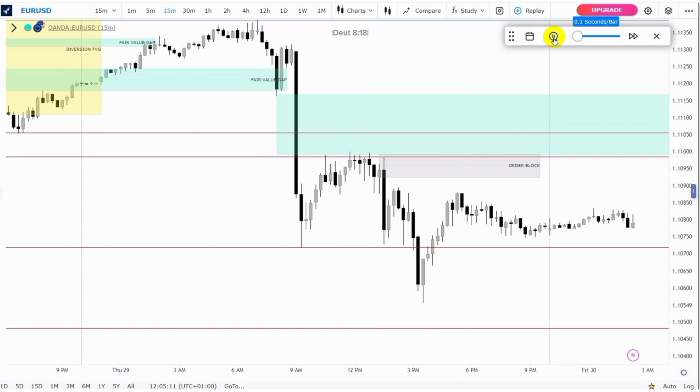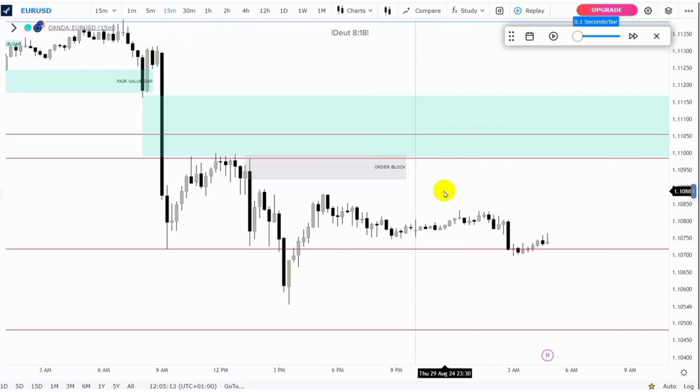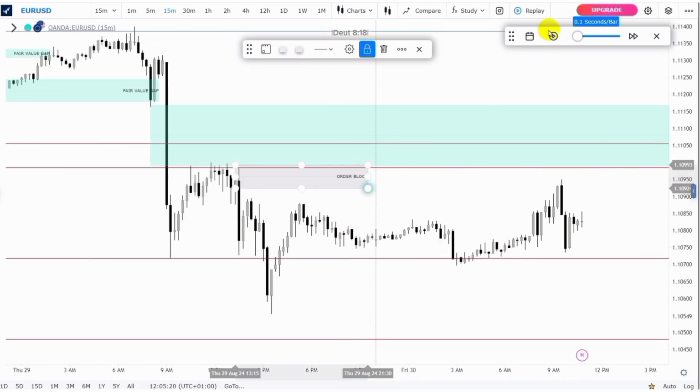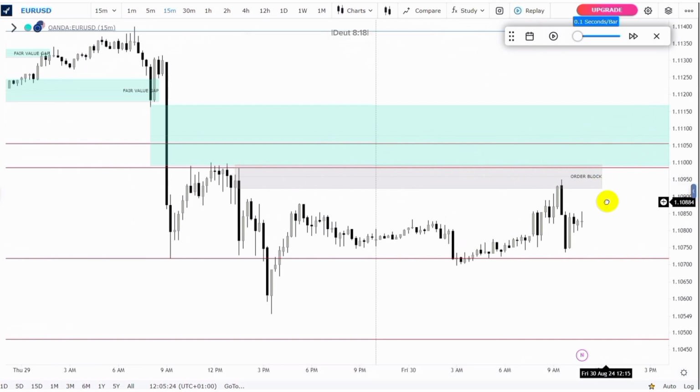Okay. The market didn't return. Let's play price further to see. Okay. So the market did return to the order block. So let's actually draw that out. So we can see that the market mitigated the order block. So let's further play price to see.